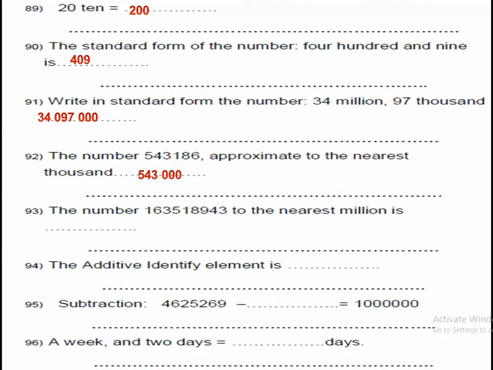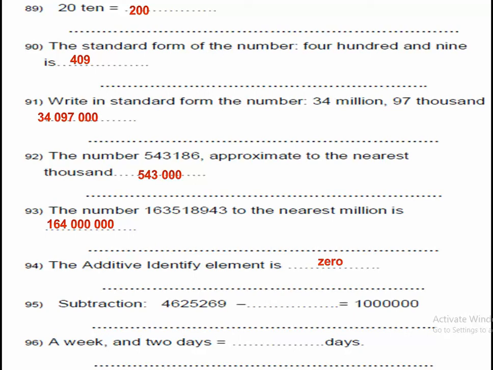The number 8 to the nearest million. Okay, let's see. Ones, tens, hundreds, 10,000, 100,000, million is 3. It will be 4 because 5 will increase 3. It will be 164 million. The additive identity element is 0.